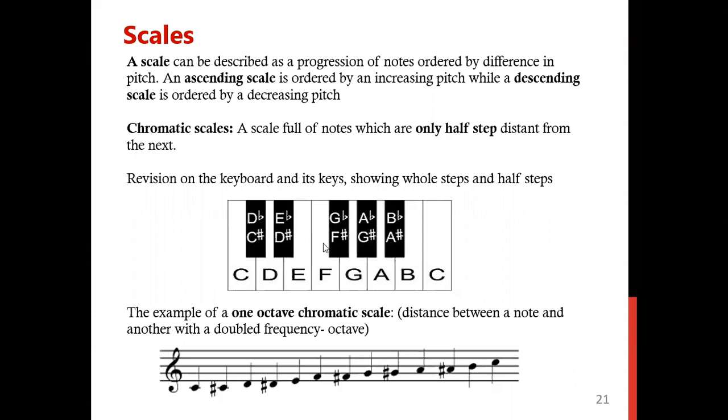Okay, so that's just a revision, just to be sure that we know what a half step and a whole step is, okay? So now we said that a chromatic scale is a scale that is full of notes which are only a half step distant from the next. So if I tell you to construct a chromatic scale now, it should not be difficult for you, right?